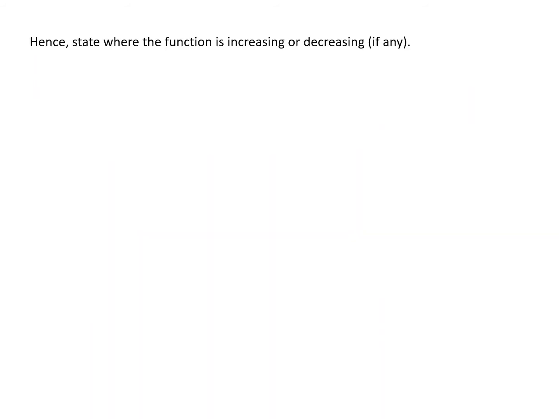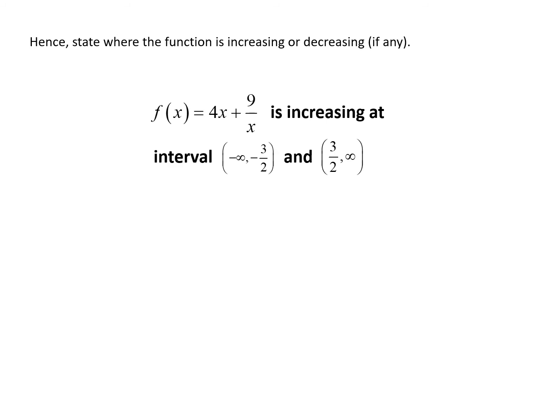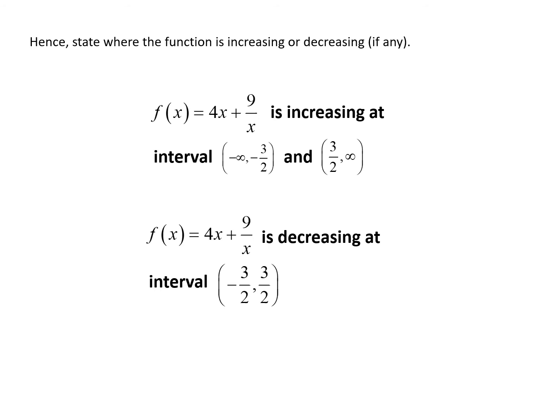Hence, state where the function is increasing or decreasing, if any. So we find out that based on the graph, there's a positive line. So f(x) equals 4x plus 9 over x is increasing at interval negative infinity to negative 3 over 2 and 3 over 2 to infinity. f(x) is also decreasing at interval negative 3 over 2 to 3 over 2, based on the negative line in the table.